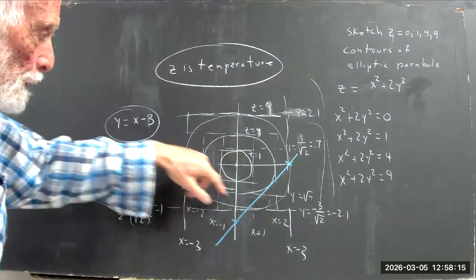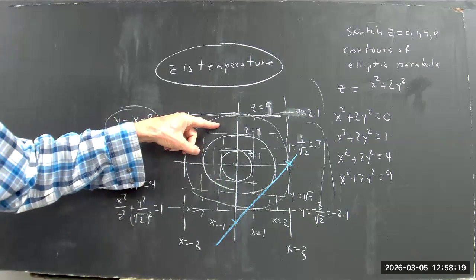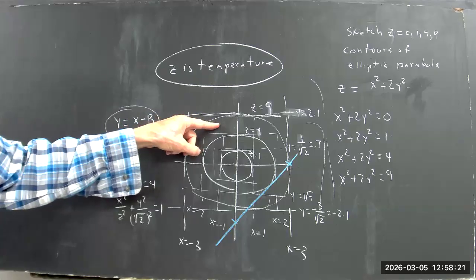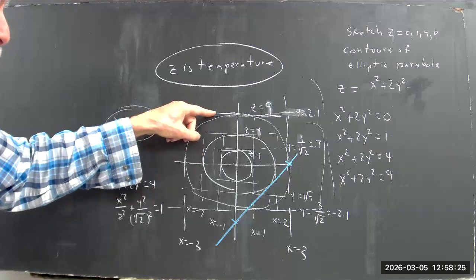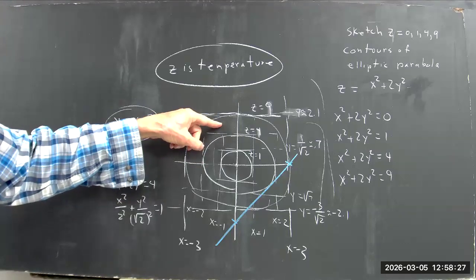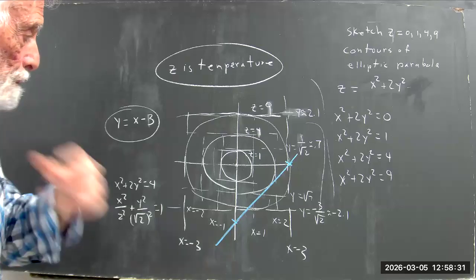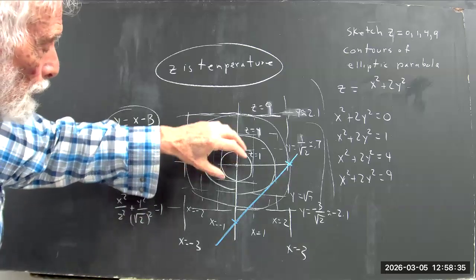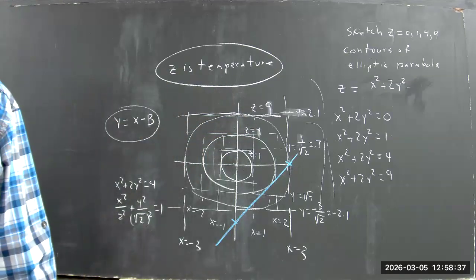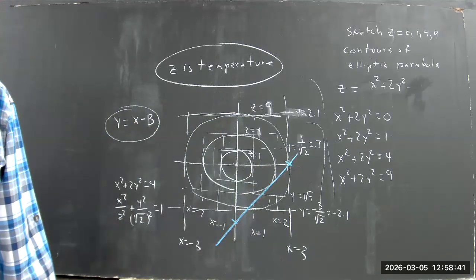So z equals 4 everywhere in this contour. What's z here? Well, we eventually got an estimate of 7. It's between 4 and 9, and maybe closer to 9, maybe not. But we get the idea. It's getting warmer as we move out, and we have the temperature on each contour.